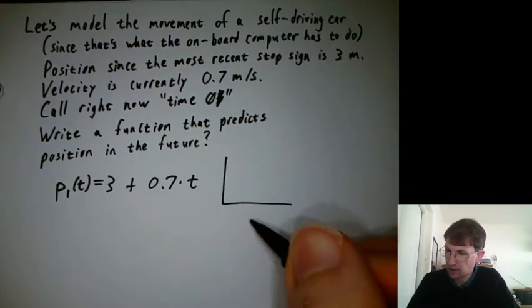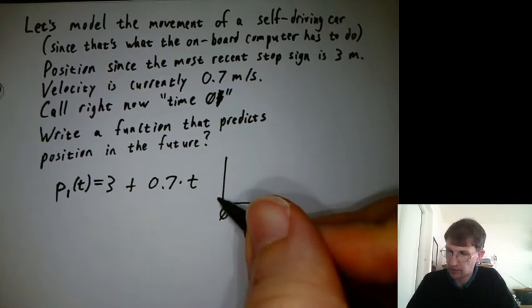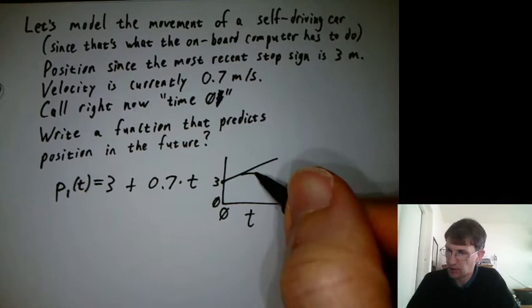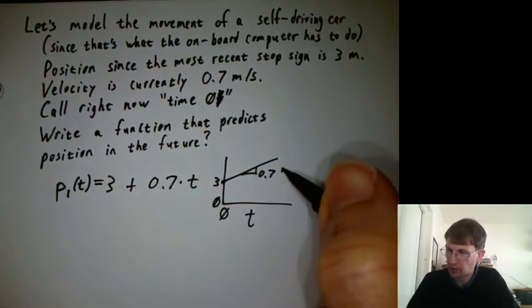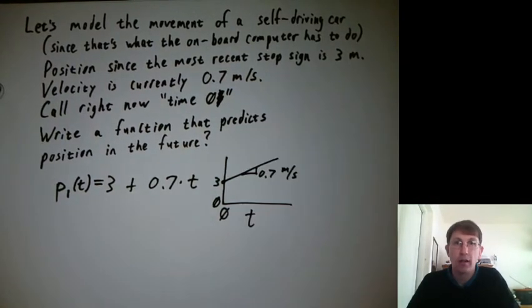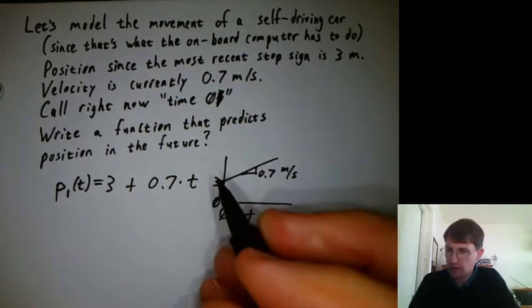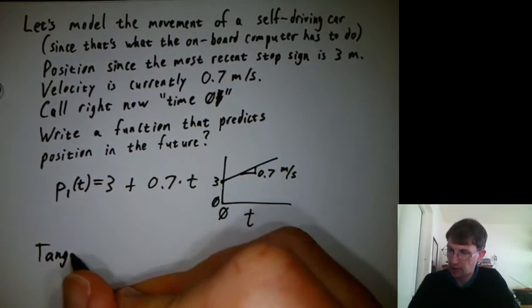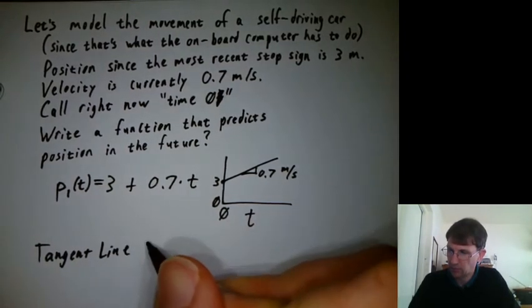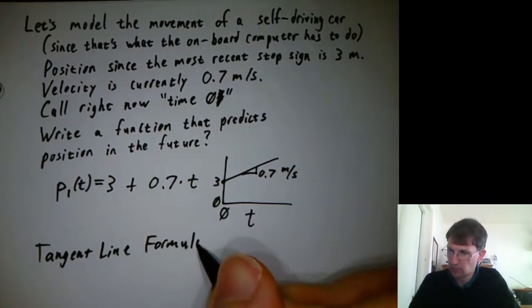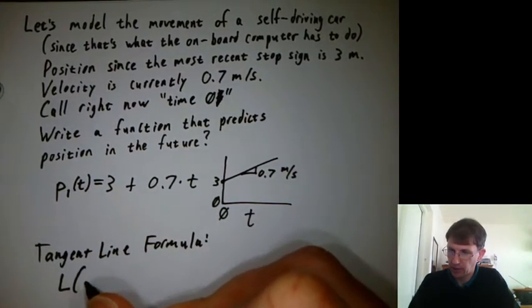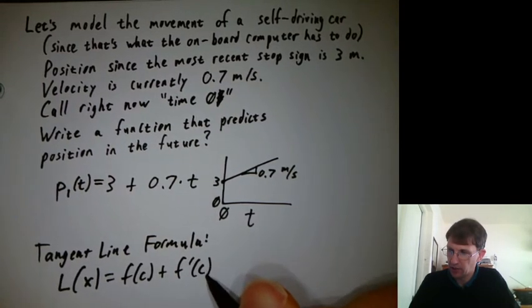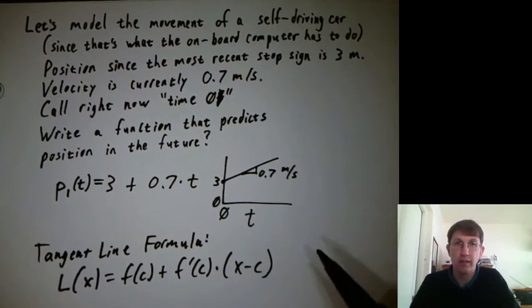So we could say here's t when it's at time 0, we're here at 3 meters, and we're increasing at a slope of 0.7 meters per second. All right, this might be reminding you of something you might have seen in Calc 1, the tangent line formula. Which our book writes L of x equals f of c plus f prime of c times x minus c.